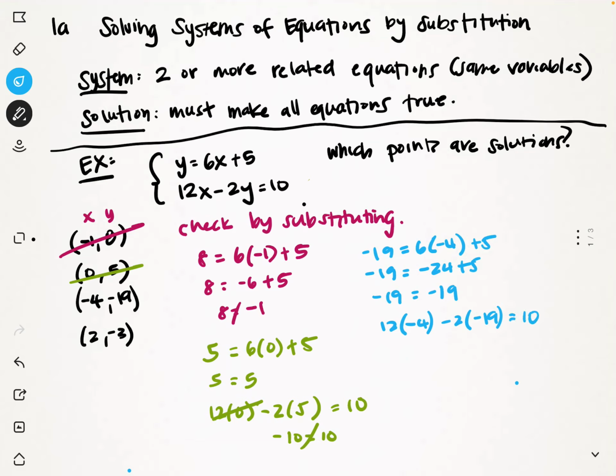Okay, so 12 times -4 is -48. -2 times -19 is +38. And then -48 plus 38... I'm wondering if I wrote this wrong. Maybe this should be a -10. Because then the last two would come out.